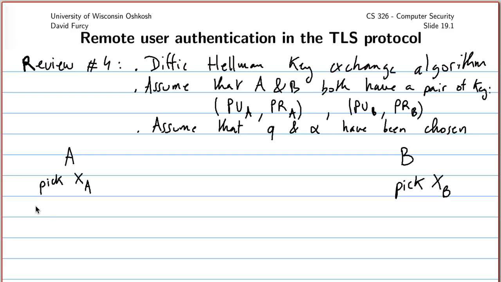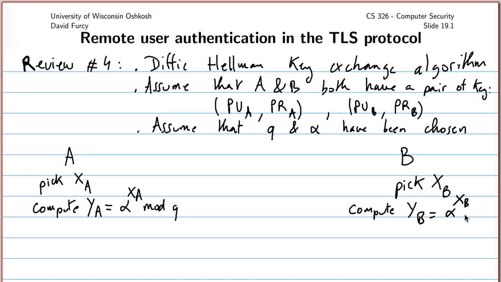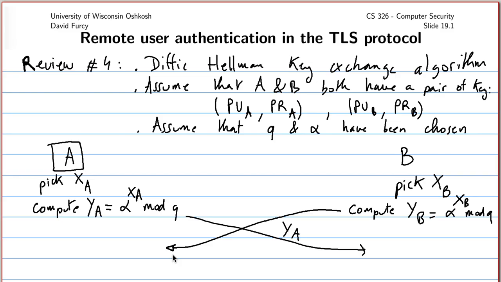And then Alice is going to compute a new number, which is going to be y sub a. And this is obtained by taking alpha to the power of x sub a modulo q. And then similarly, Bob is going to compute y sub b, which is alpha to the power of x sub b modulo q. The next step of the Diffie-Hellman algorithm requires Alice to send her y value to Bob, and then the algorithm requires Bob to send his y value to Alice.